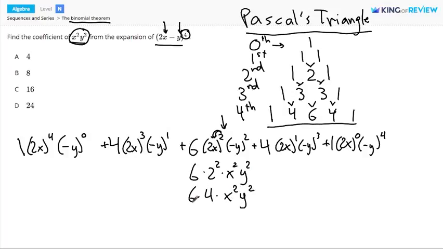6 times 4 is 24. So we've just shown that the coefficient of x squared y squared is 24. So our answer is D.